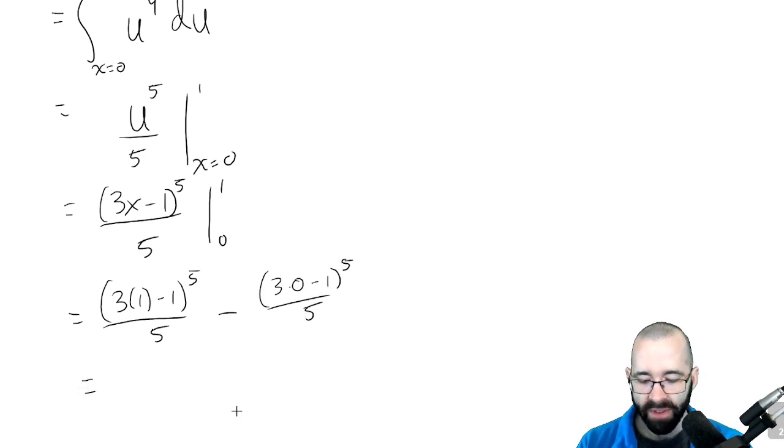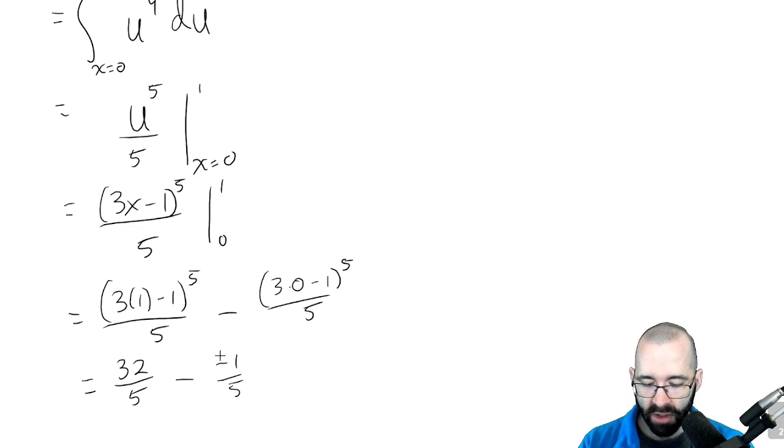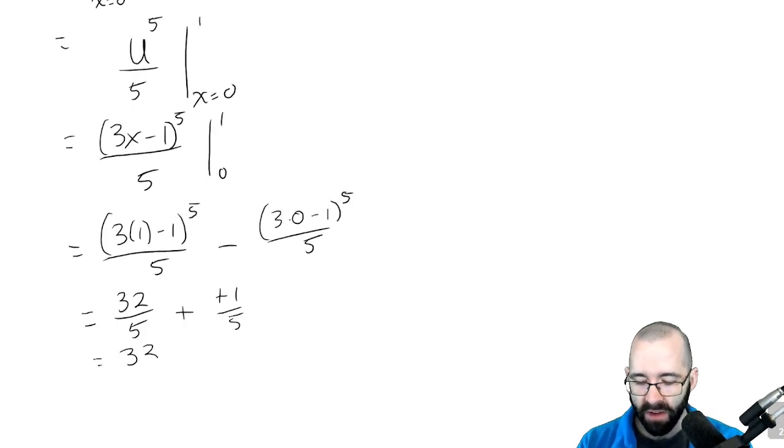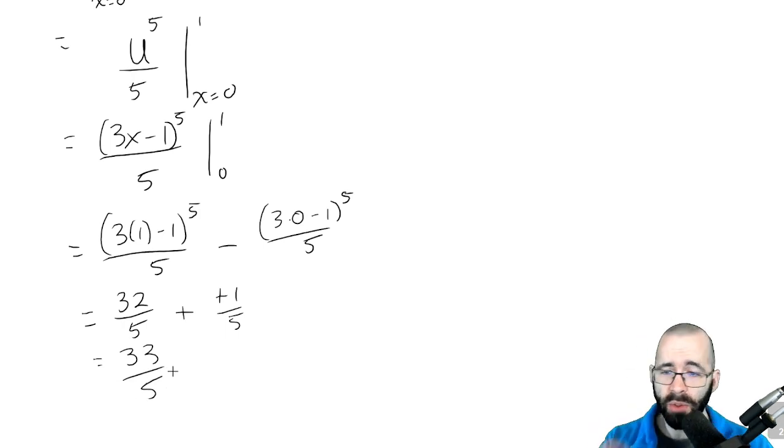And we simplify. This is 3 minus 1 is 2. 2 to the 5th is 32. This is -1. -1 to the 5th is -1. So this becomes a +5. And we get 33 over 5. I went through this pretty quickly. I'd normally check my answer, but we're going to check our answer with option 2.